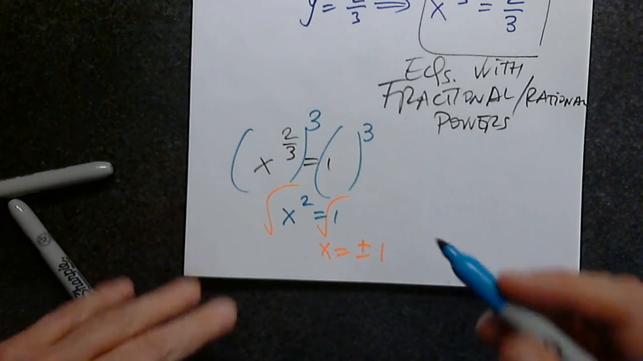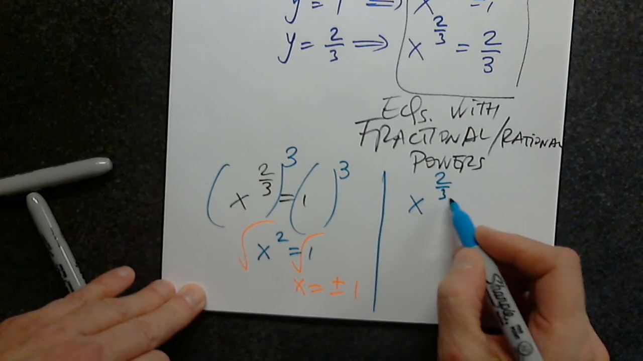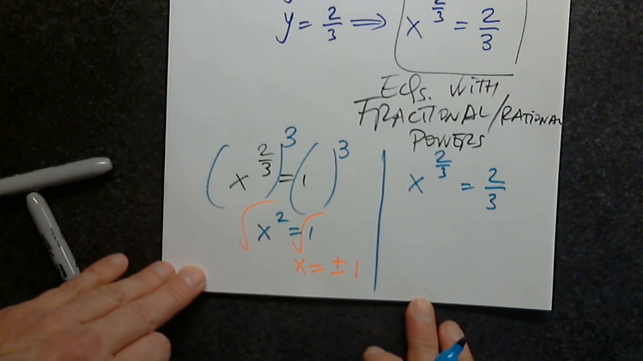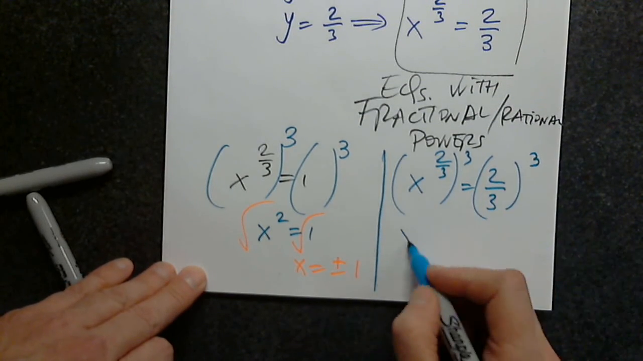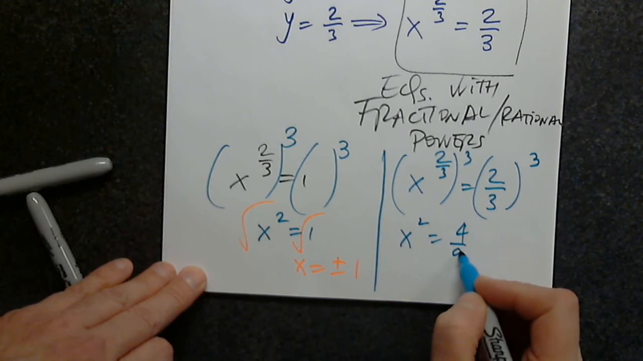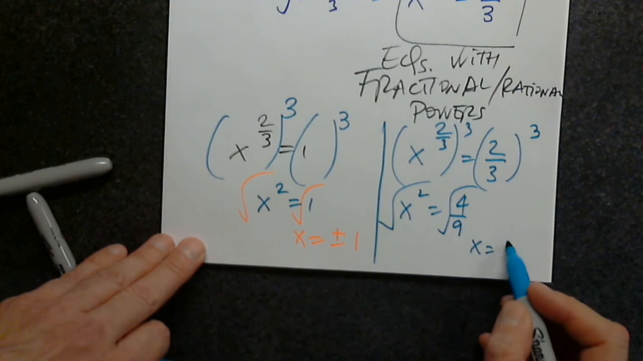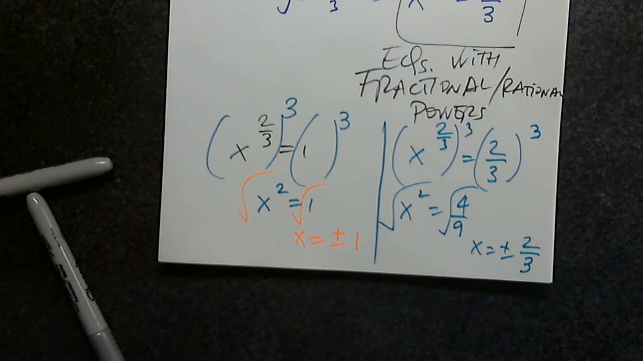Now we have the other option. In a moment, we'll go back and check. The other option is x to the 2/3 equals 2/3. Again, the same thing first. We eliminate the denominator, so we get x squared equals 4/9. Yes, the same procedure, and we get plus or minus 2/3. I don't know if these work. We'll see in a moment.